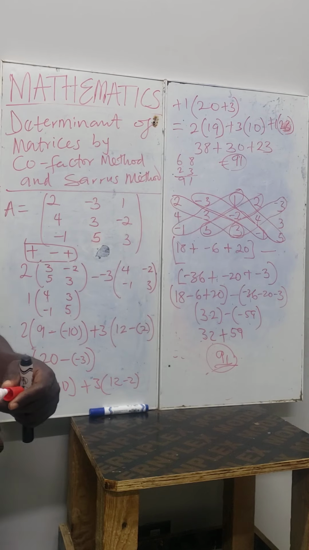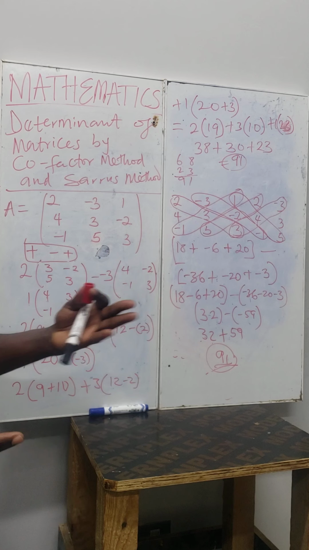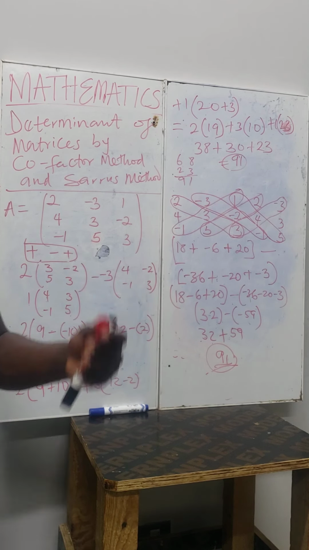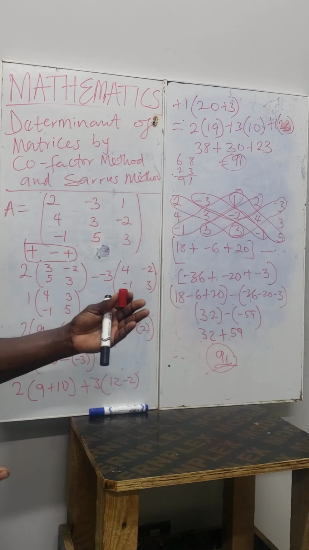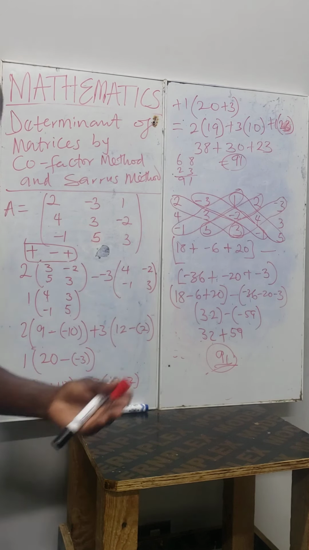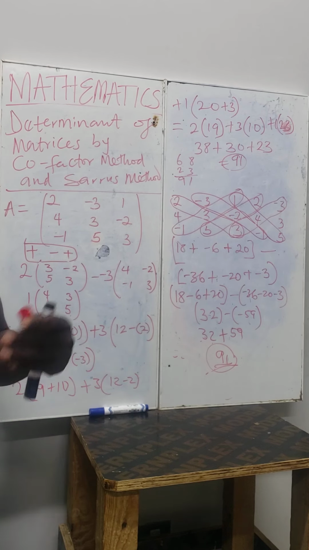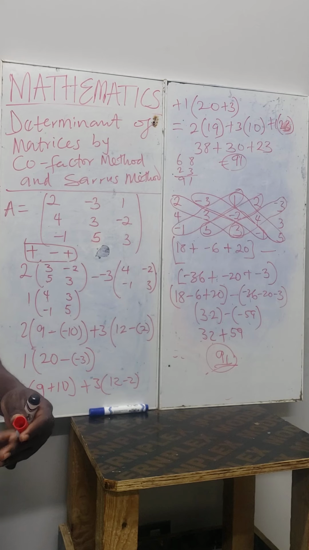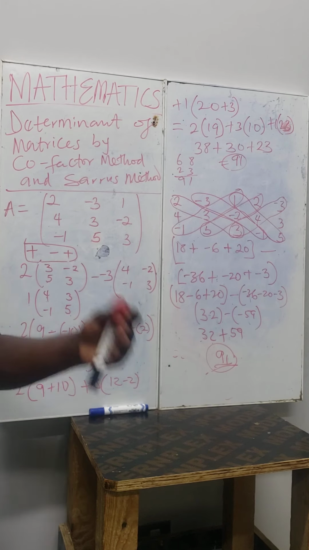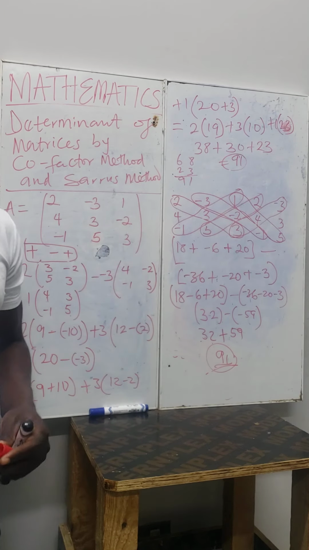If it is not clear, you can still watch the video again. Watch it over and over. Then you can set a question on your own. Set a 3 by 3 matrix question for yourself, apply the cofactor method on it, apply the Sarrus method on it, and check out if you are going to get the same answer or not. If you are able to get the same answer, that means you are okay. If you do not get the same answer, that means you still need to watch this again for a better understanding.